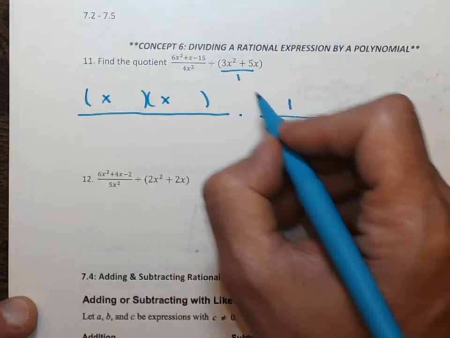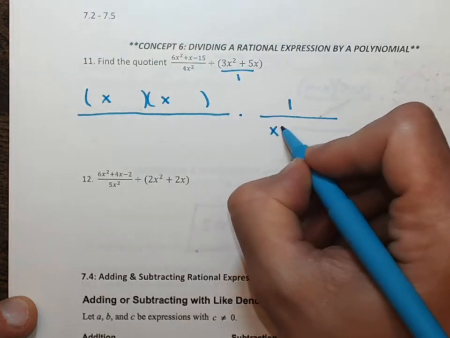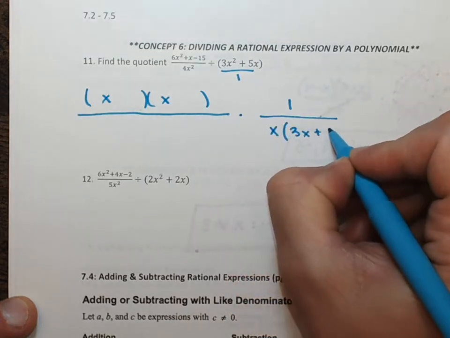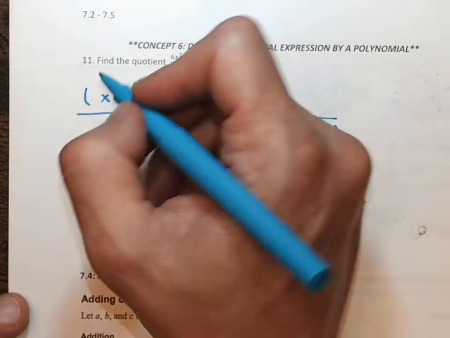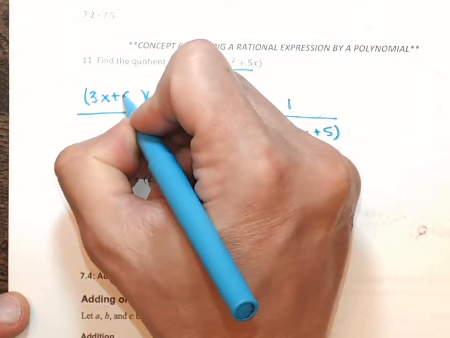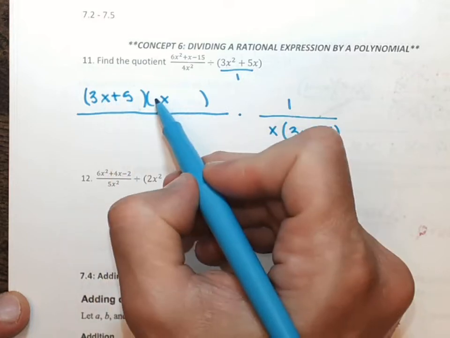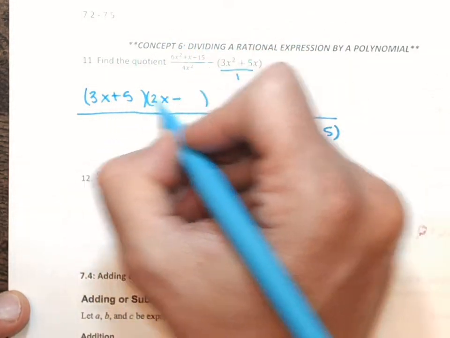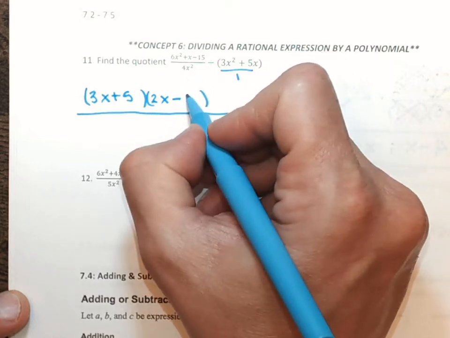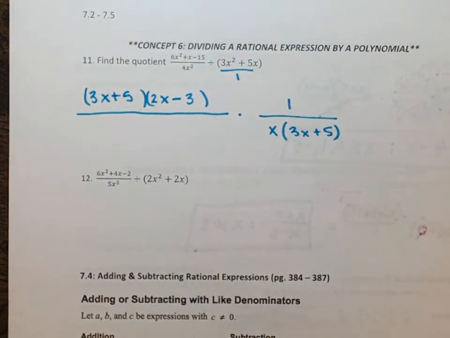1 over, and I'm going to take out my greatest common factor of x, and I'm left with 3x plus 5. And 3x plus 5, well, that may be a possibility right here. 3 times what is 6? 2 has to be a negative. 5 times what is 15? 3. And let's see if this works.